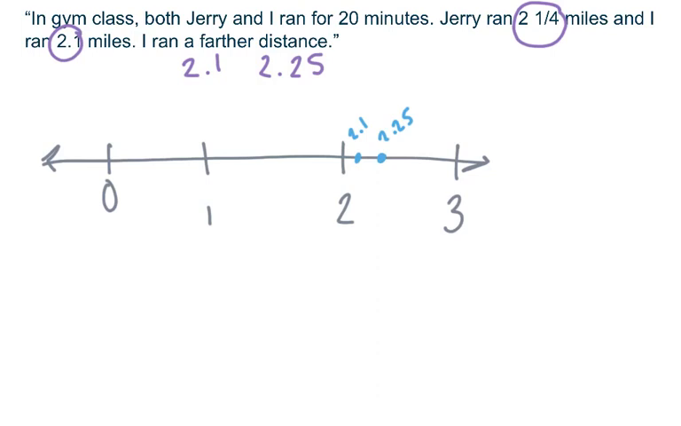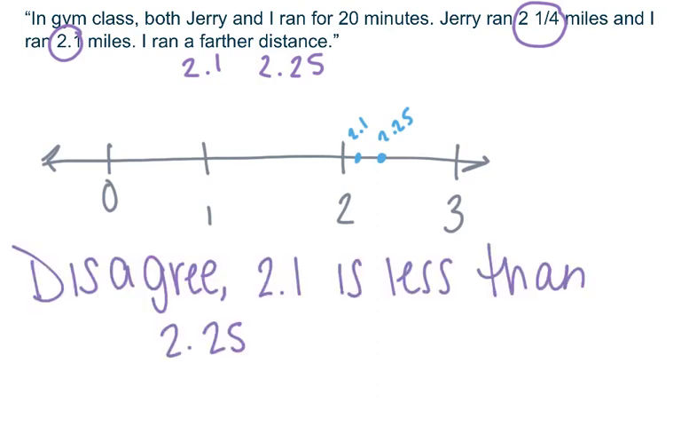So as you can see, I have plotted our two numbers on our number line, and we can see that 2.1 is actually closer to the 2 than 2.25. So 2.1 is less than 2.25. So this person is incorrect. So we disagree because 2.1 is less than 2.25.